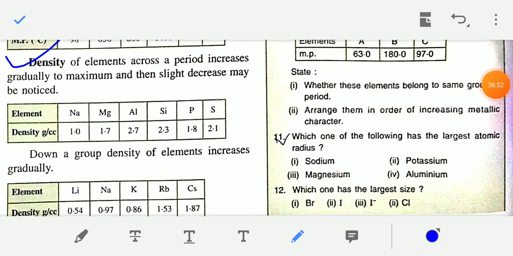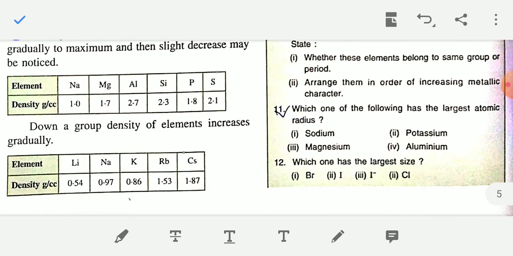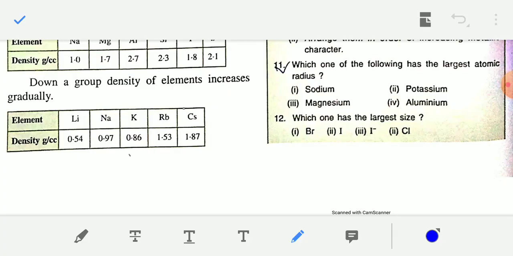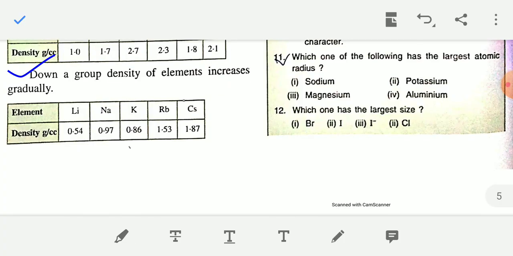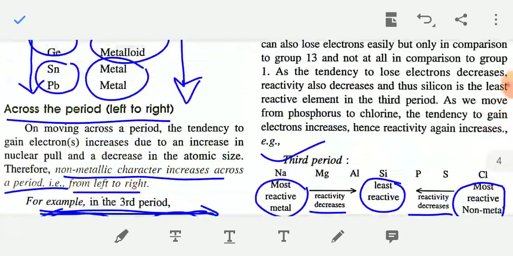The density of elements across a period increases gradually to a maximum and then a slight decrease may be noticed, and down a group the density of elements increases gradually. Okay, thank you students.